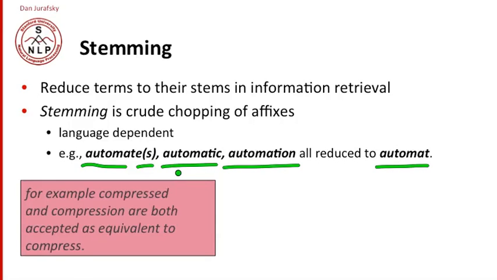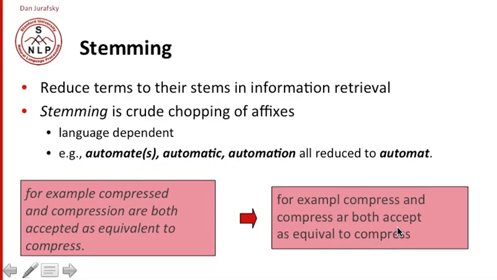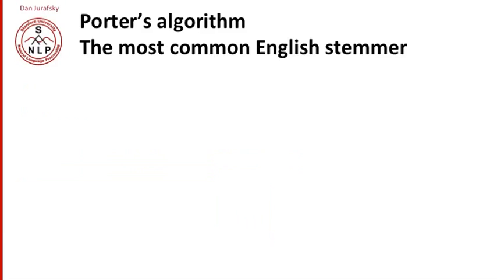So here's an example little text. For example, compressed and compression are both accepted as equivalent to compress. That's the text. And if we stemmed that text, here's the resulting output. So you can see that we've lost the E on example, and compressed and compression have both turned into compress, and here we used R. We could have used B as our representation of R, but in this particular example we used R, and so on.